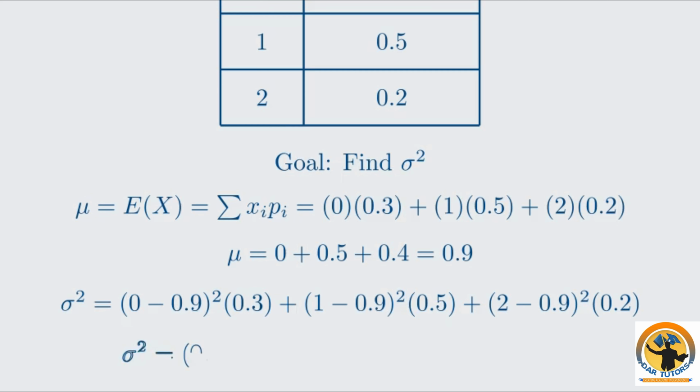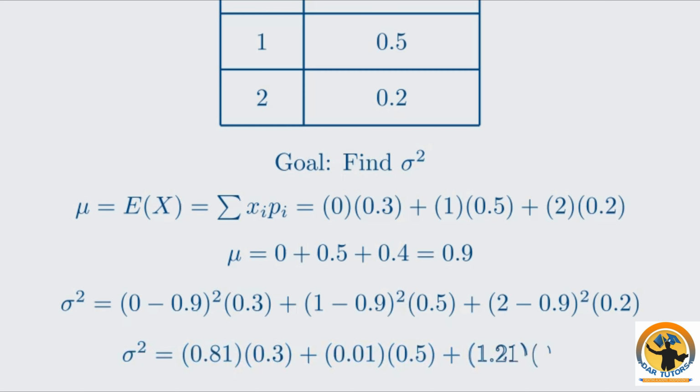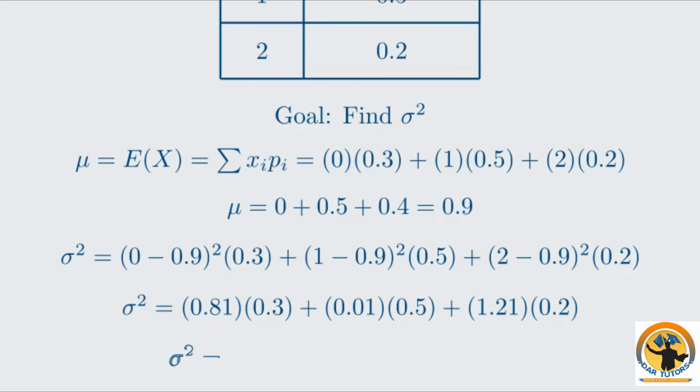Let's simplify. This becomes 0.81 times 0.3 plus 0.01 times 0.5 plus 1.21 times 0.2. Calculating these products and summing them, we get 0.243 plus 0.005 plus 0.242, which results in a variance of 0.49. This number represents the average squared deviation from the mean.